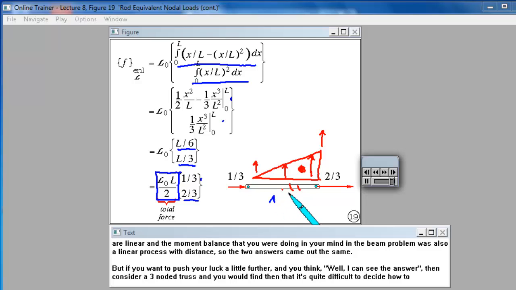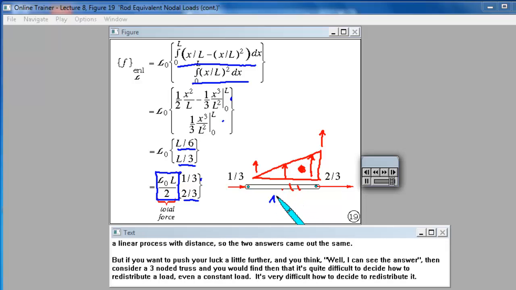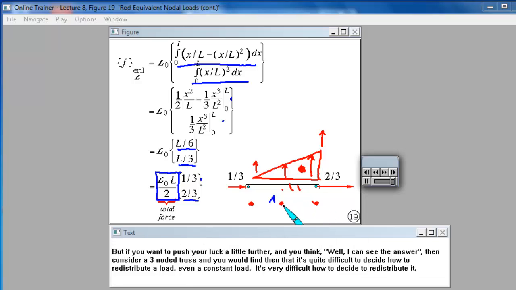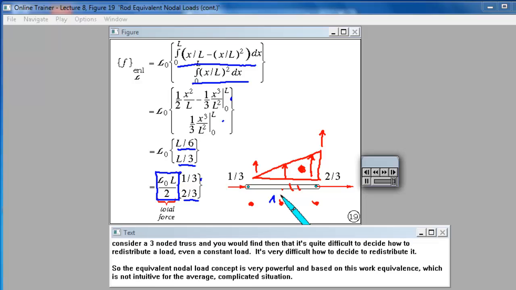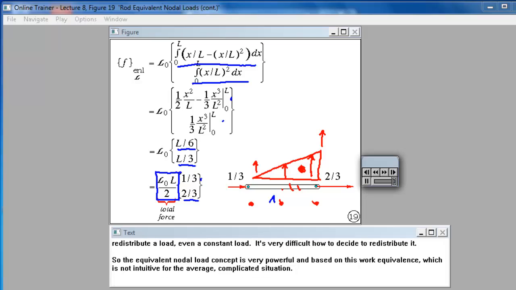But if you want to push your luck a little further and you think, well, I can see the answer, then consider a 3-noded truss, and you would find then that it's quite difficult to decide how to redistribute a load. Even a constant load is very difficult to decide how to redistribute. And so the equivalent nodal load concept is very powerful and based on this work equivalence, which is not intuitive for the average complicated situation.